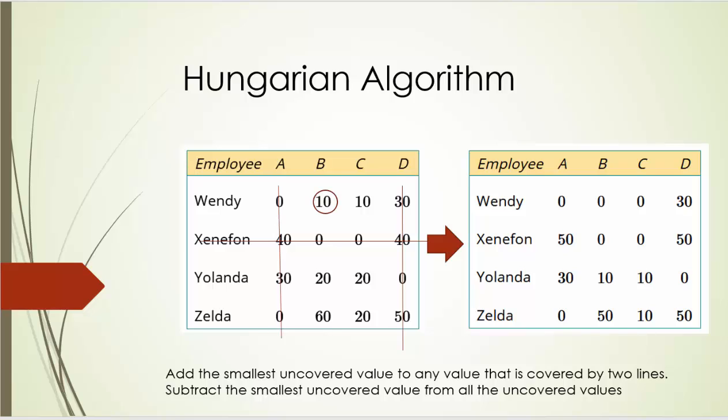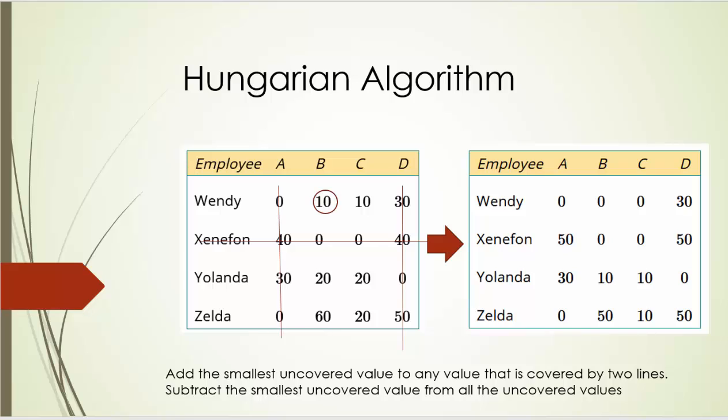Now you leave the lines on the diagram, and we look at all the uncovered values. In other words, not crossed out, and the smallest number that's not yet crossed out is a 10. We use that 10 and we add it to any value that is covered twice. So Xenophon has got 2 lines through A and 2 lines through D, so Xenophon goes from 40, 0, 0, 40 to 50, 0, 0, 50.